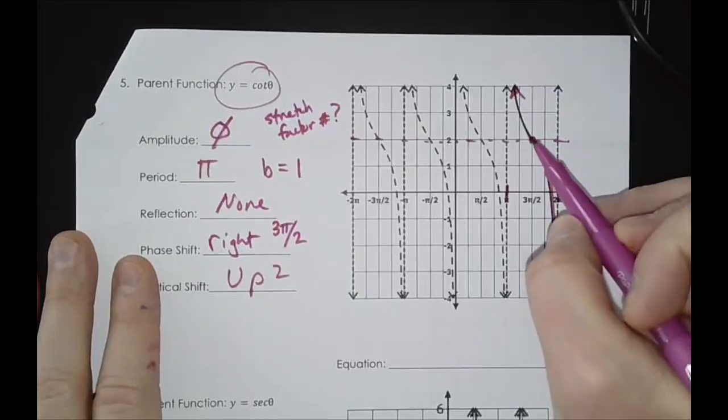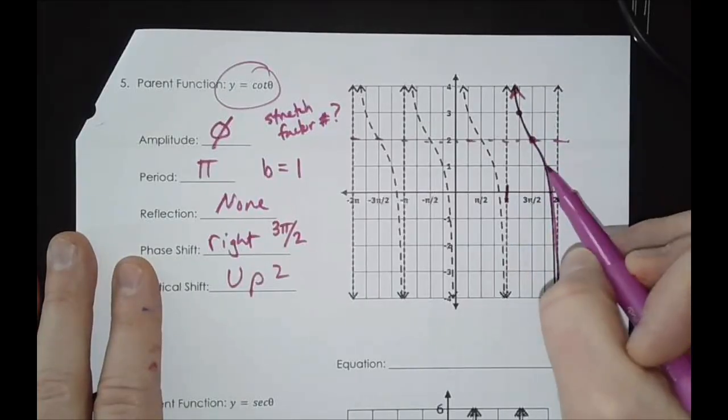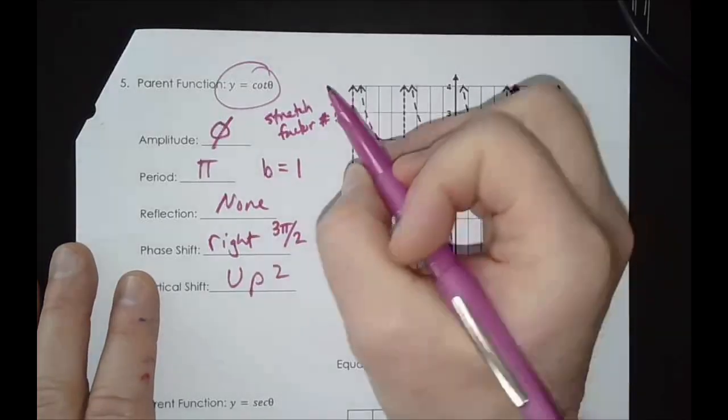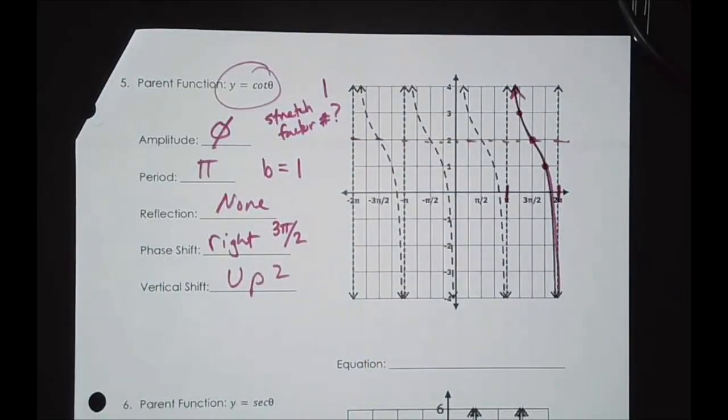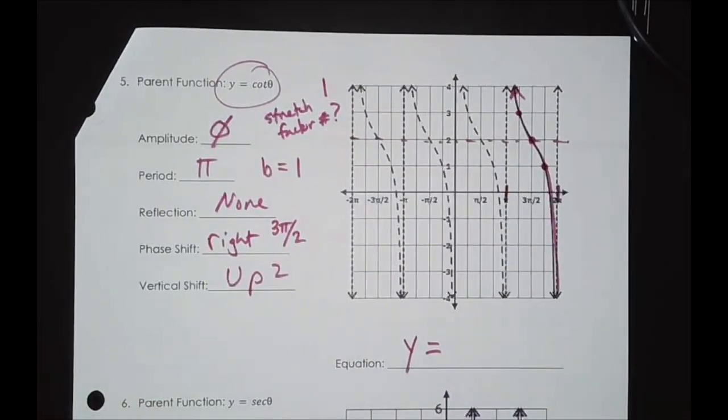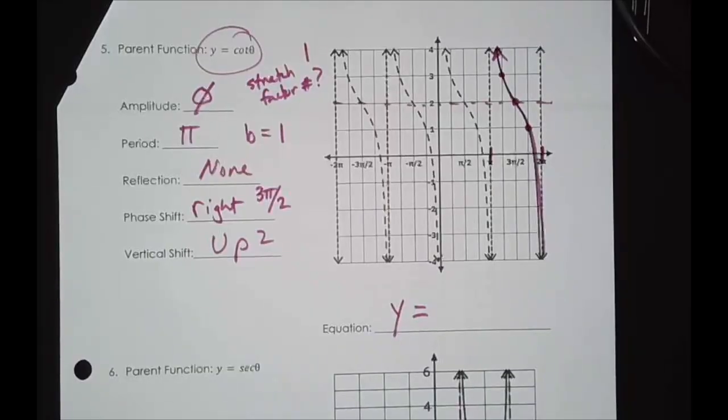All right, now, it goes 1 up. It goes 1 down. What's the amplitude or the stretch factor number? 1. All right, so there's a whole lot of not having to worry about this stuff. This could have been a little more difficult.